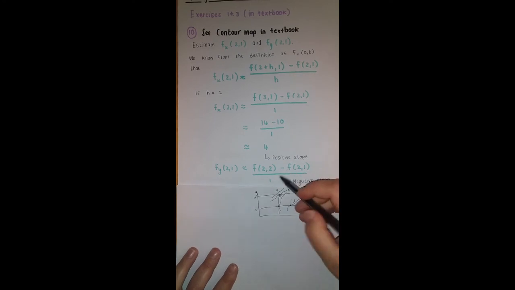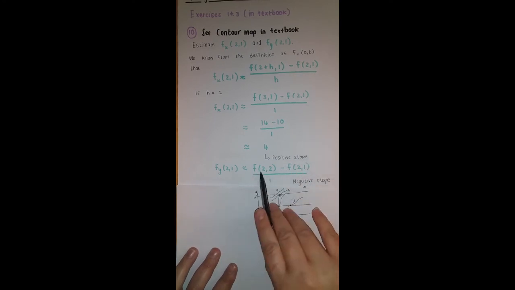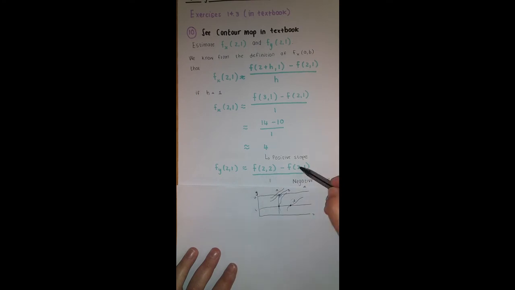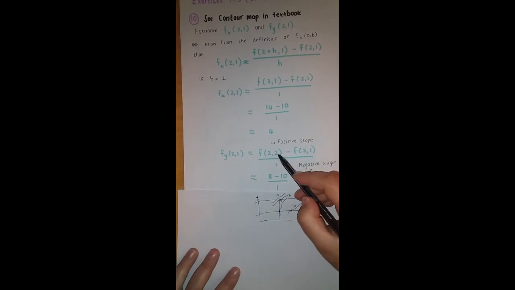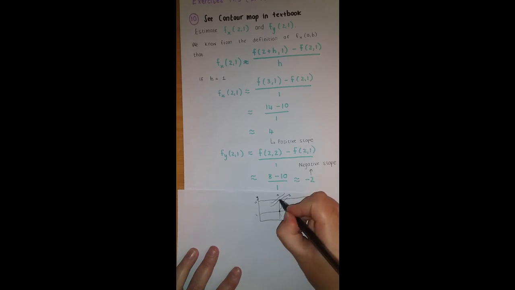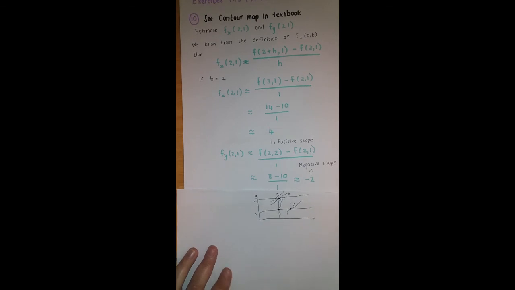So in this case, there was a function value at x equals 2 and y equals 2, and at x equals 2 and y equals 1. So h was also 1. The function value at (2, 2) was 8, and at (2, 1) it was 10. So then you have a negative slope, which means that as it goes in the y direction, the function decreases. So you are going downwards as you go along y.